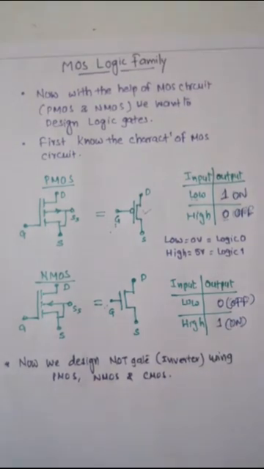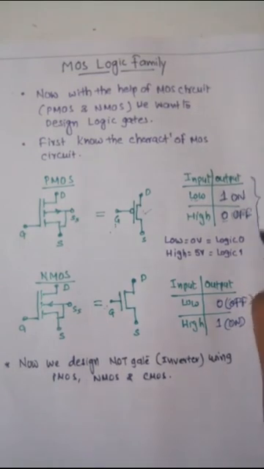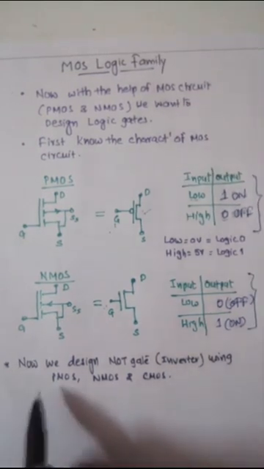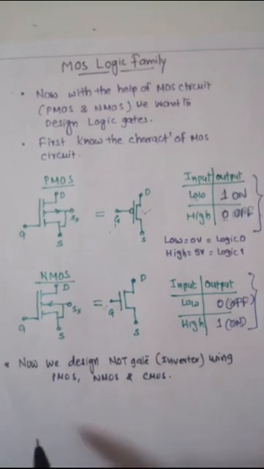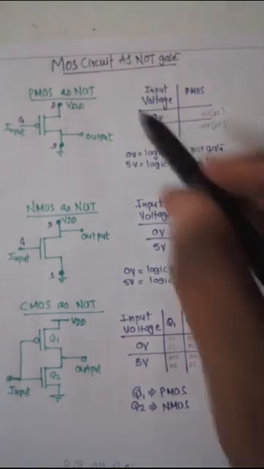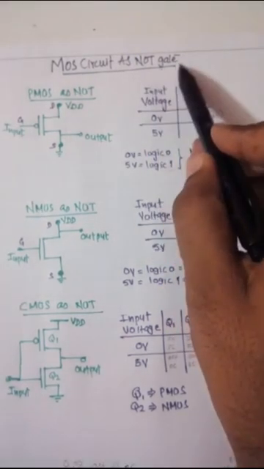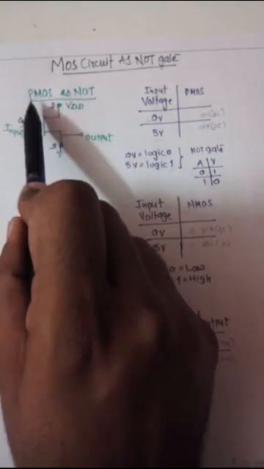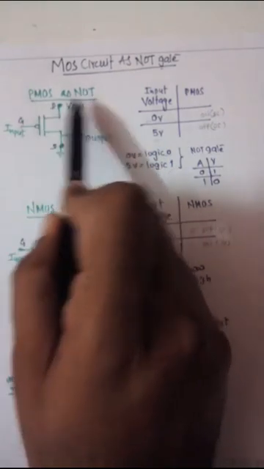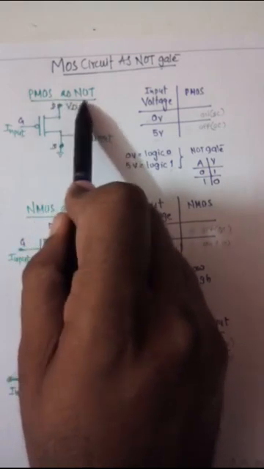Now by using the characteristics table of this PMOS and this NMOS we can create different gates. First we get the NOT gate. Here is the MOS circuit as a NOT gate. First we draw the PMOS as a NOT. We have designed and will prove that a PMOS can work as a NOT.